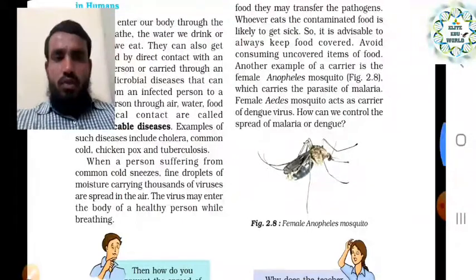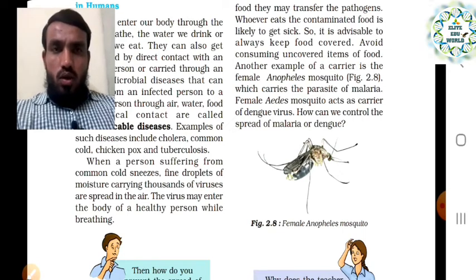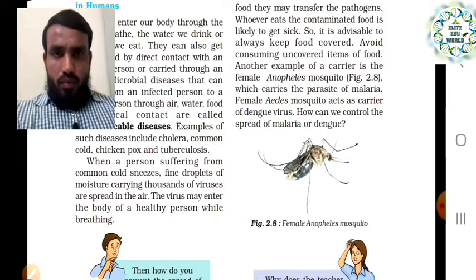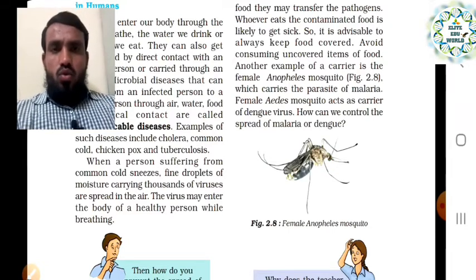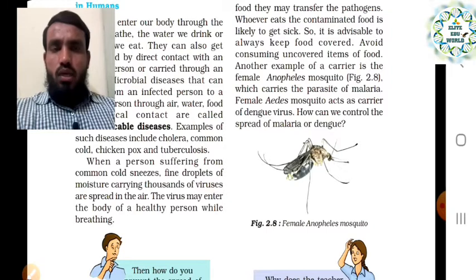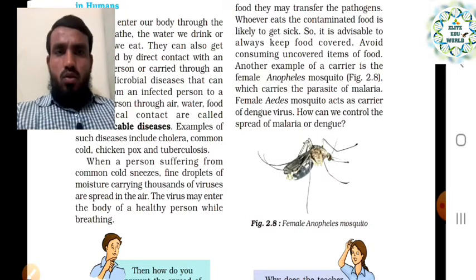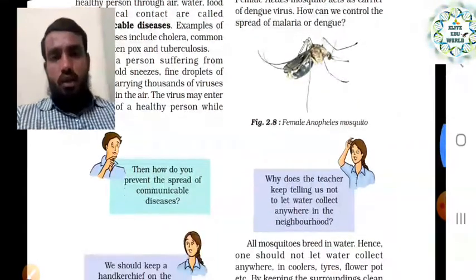And we have seen examples of symptoms like sneezing. When somebody sneezes, small droplets of water are released into the air, and those droplets contain so many viruses, because they are microorganisms, present in large quantity in those small droplets. When a healthy person breathes that air, the droplets with microorganisms can enter the healthy person and cause disease. So the virus may enter the body of the healthy person through breathing. That is why they are called communicable diseases.